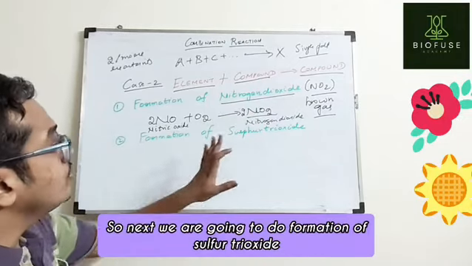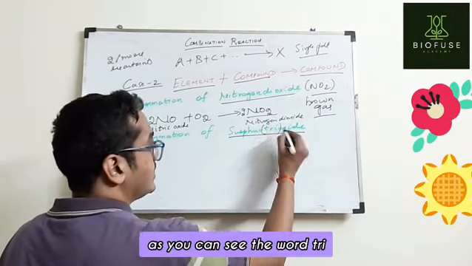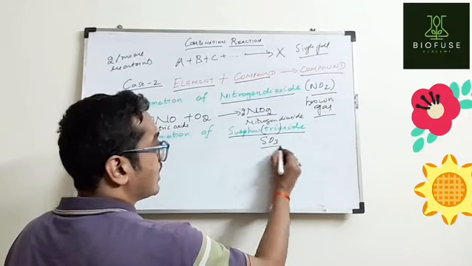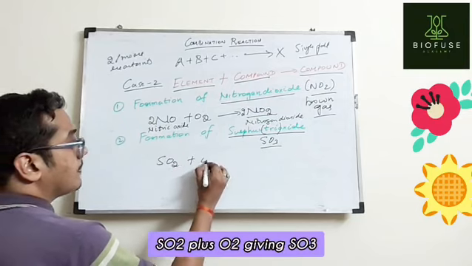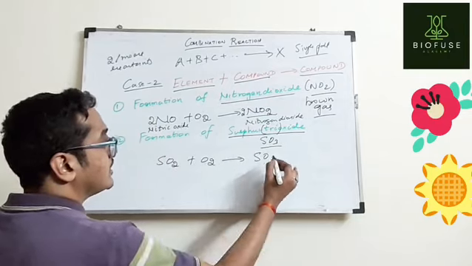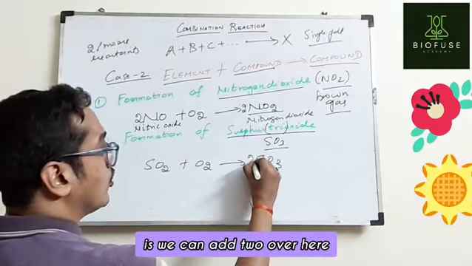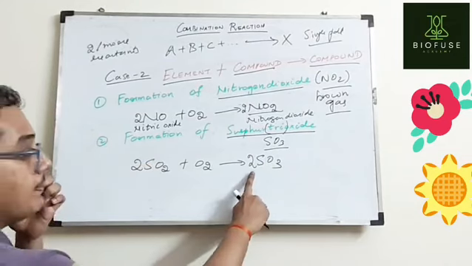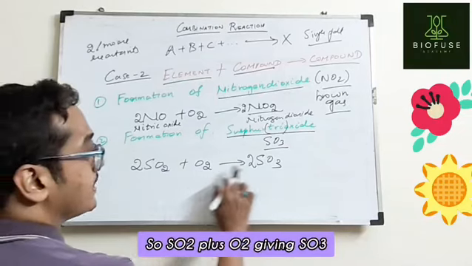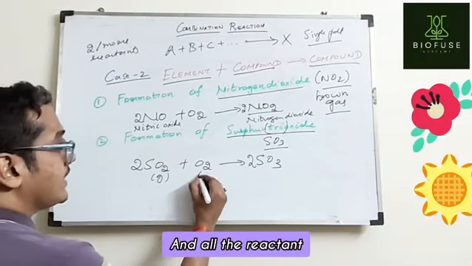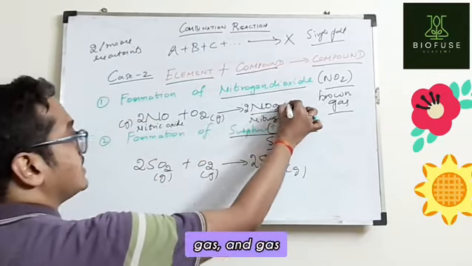Next we are going to do formation of sulfur trioxide. As you can see the word tri, it is 3, so SO3, sulfur trioxide. How it is going to form is SO2 plus O2 giving SO3. We can add 2 over here and 2 over here, so it becomes 6 oxygen, 2 sulfur and 2 sulfur. All the reactants and products are gas in nature, so here also we can mention it as gas, gas and gas.